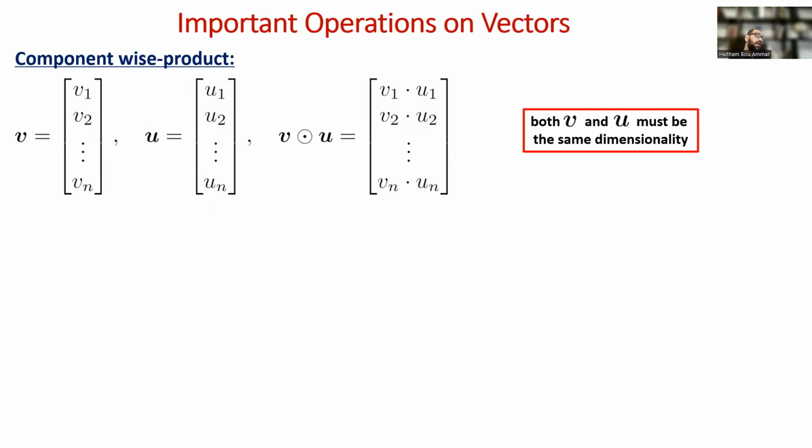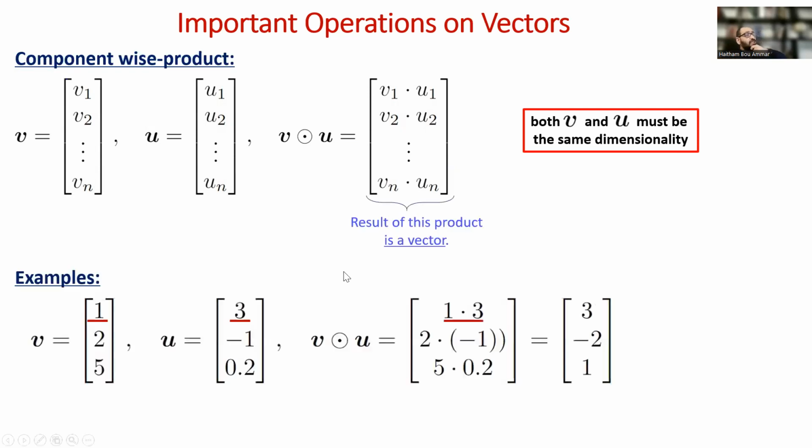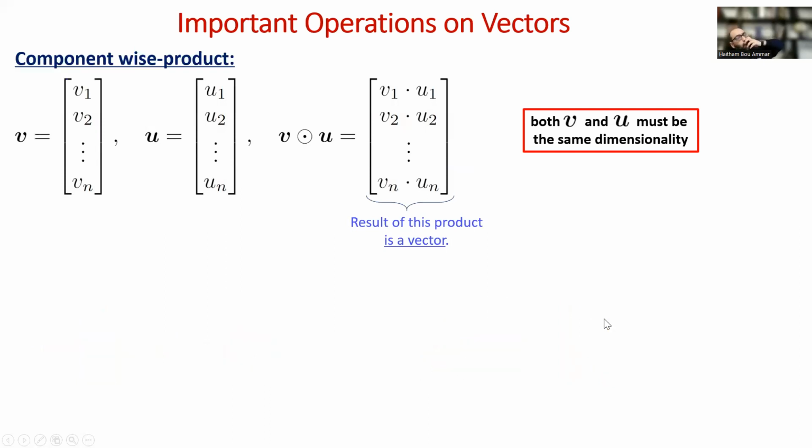a vector. You don't get a scalar like the inner product. This is a component-wise operation. Where have we seen this in machine learning? Well, if we look into things related to the Adam optimizer, as I will show you later, you will notice that we are taking a component-wise operator. And here's an example of this component-wise operator. All you need to do is take the first component, 1 times 3, you get 3. Second component, 2 times -1, you get -2. Third component, 5 times 0.2, you get 1.